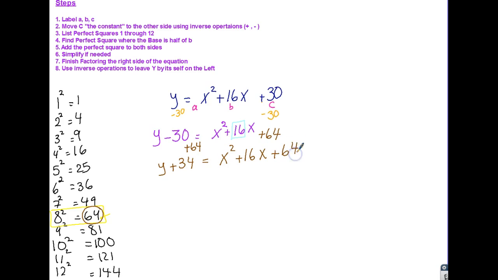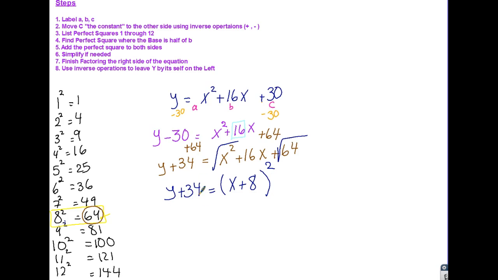Now, we need to square root the x squared, and we need to square root the 64. So we should get x plus, we know it's already 8, because that's why listing the perfect squares helps. You know it's 8. And then all of them squared. And on this side, nothing changed.